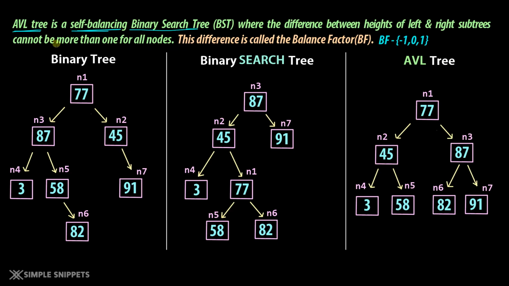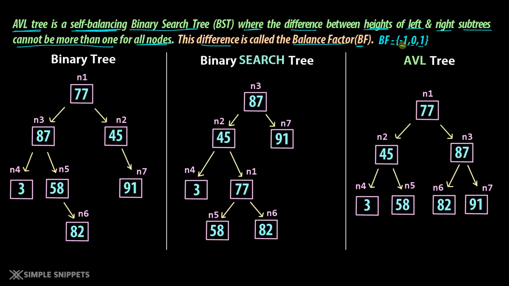So AVL tree is a binary search tree, which means it is also a binary tree, okay? Correct? But it is a special type of binary search tree because it is self-balancing, and we've already discussed what is balancing, where the difference between the heights of left and right subtrees cannot be more than 1 for all the nodes. Now this difference is generally called the balance factor, in short BF, and the BF would have the values -1, 0 or 1, okay?